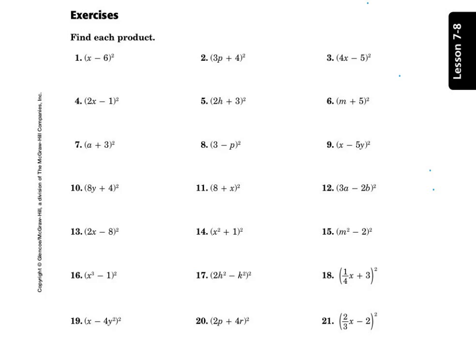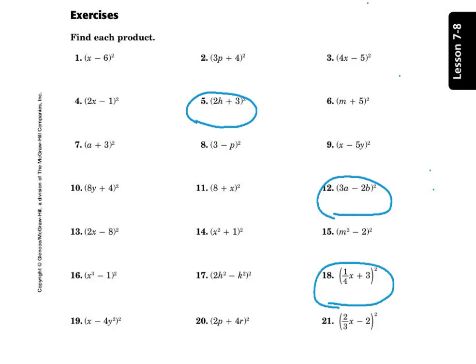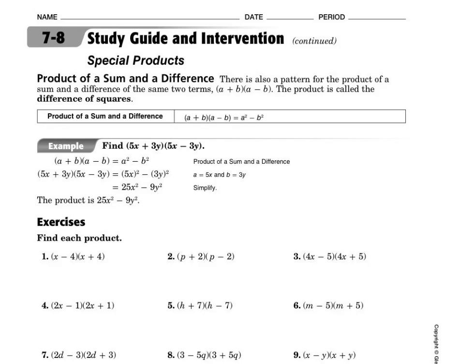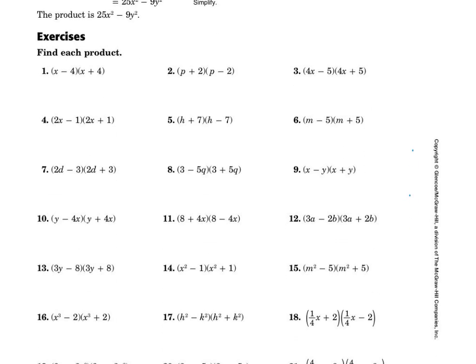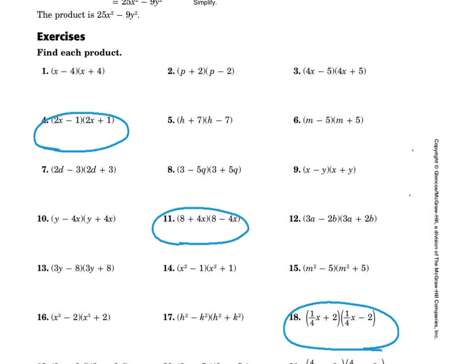Here are a few extra practice problems for you to do independently. We'll go over them tomorrow. I want you to do number 5, number 12, number 18 on this page. And on this page, I'd like you to do number 4, number 11, and number 18. Remember to write down any questions that you might have. We'll go over that tomorrow.